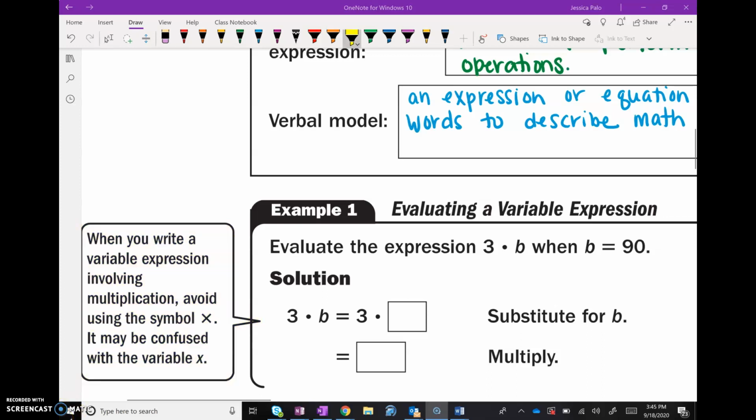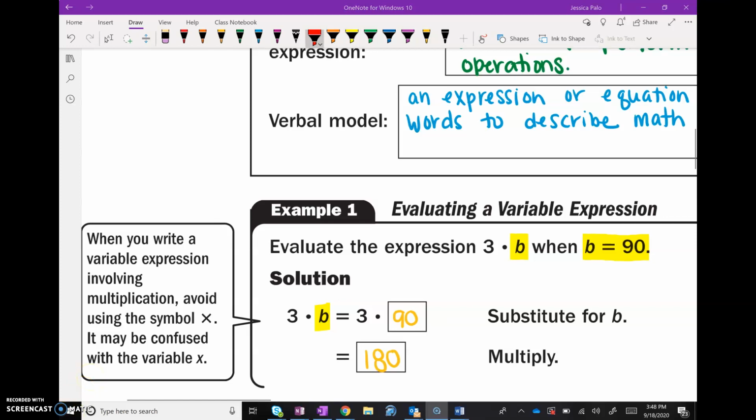In example 1, we will be evaluating the expression 3 times b when b equals 90. We know from our definition above that to evaluate a variable expression, we are going to substitute the given value of the variable into the expression to replace the variable. That means we will be replacing the variable b with the value 90. So our new expression becomes 3 times 90. The operation is multiplication, and our final answer is 180.